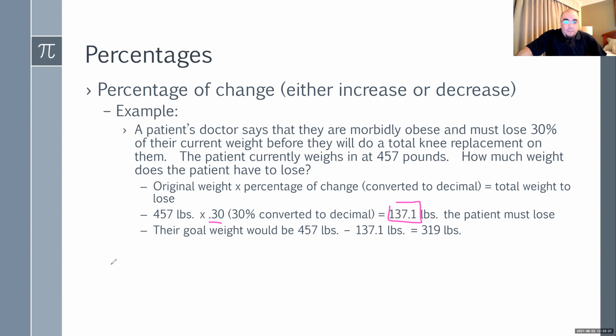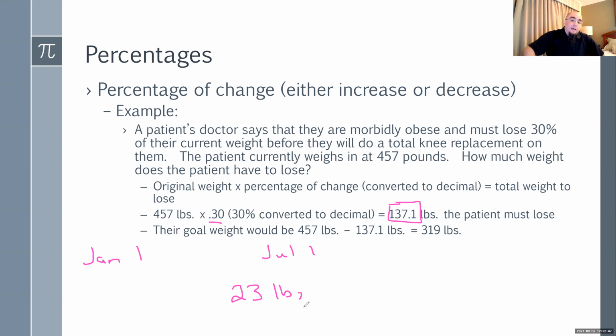Now, the ideal goal for this doc to do is not just tell them that, but say, okay, right now it's January 1. You have until July 1. So you have 6 months. And so we have 137 pounds over 6 months. So you divide that by 6. You've got to lose 23 pounds a month.